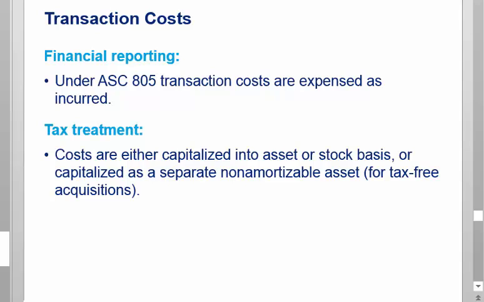So for book purposes, buyer's costs are expensed through the P&L. So if buyer pays an accountant, a lawyer, a banker, those costs get expensed through the P&L and nothing is capitalized as purchase price. For tax purposes, the treatment of the costs can vary. Sometimes they're deductible, sometimes they're not.